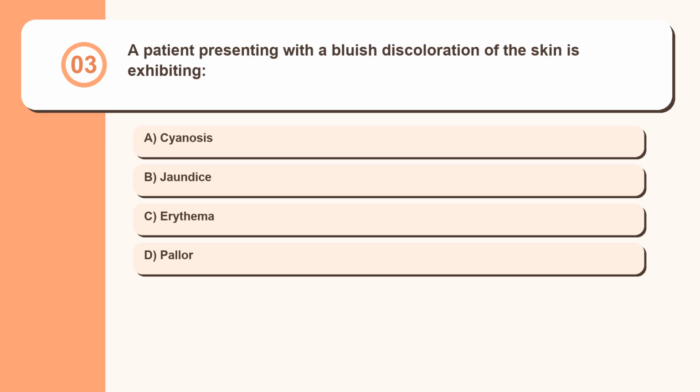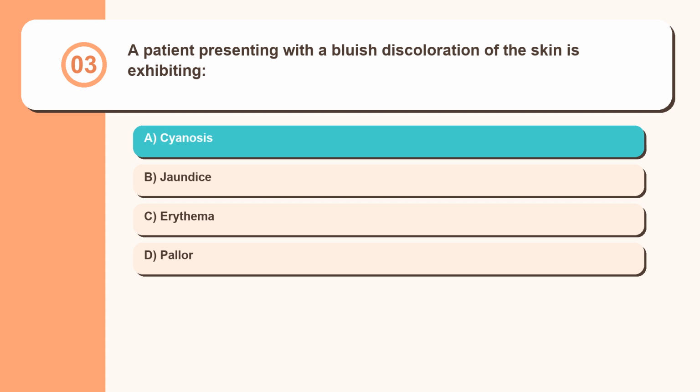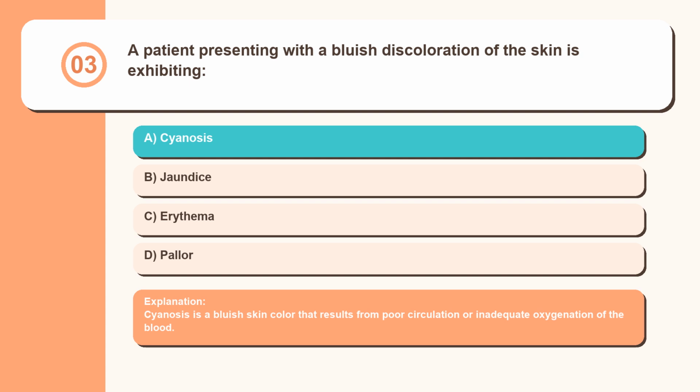Question 3. A patient presenting with a bluish discoloration of the skin is exhibiting cyanosis, jaundice, erythema, pallor. Cyanosis is a bluish skin color that results from poor circulation or inadequate oxygenation of the blood.